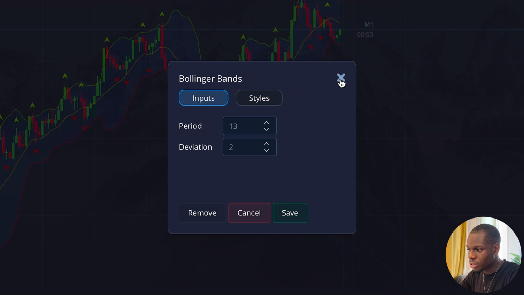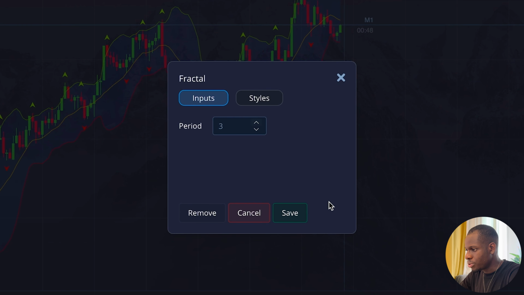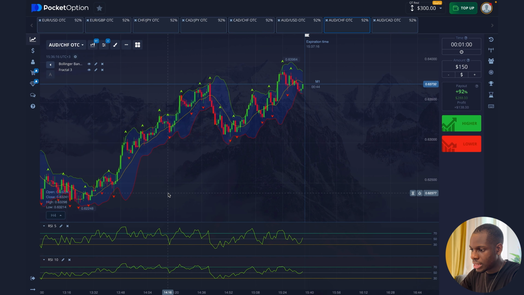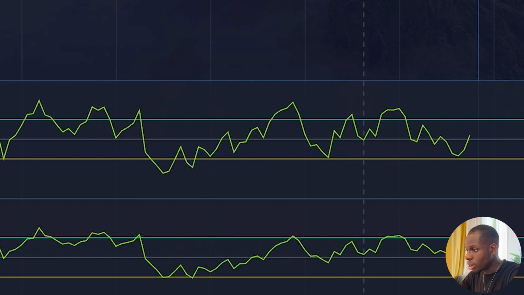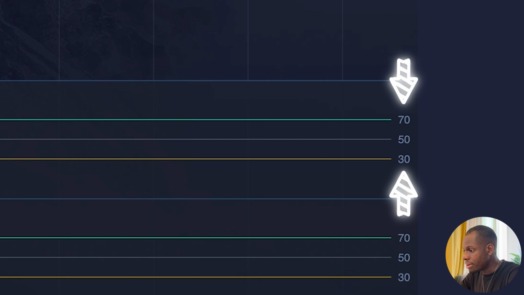And these are the indicators we're going to be using for today's trade. So we have our Bollinger Bands with these settings. We have our fractal. You know I love my fractal. And we also have, okay, let's do period 3. And we also have our RSI indicators. We have two. The first one was the period of 5 and the second was the period of 10. Now that's going to help us to really monitor our overbought and oversold areas.